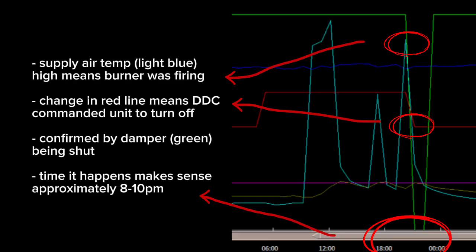Now, if you're looking at a trend log for the first time, in this example specifically, the 3 red circles are kind of the immediate tell signs for the problem here. First, we're going to notice that top one where supply air temperature was quite high, which means the burner was firing. And then red and green, you can see drastic decreases. So that tells you something potentially turned off or something unexpected happened to cause it to turn off.